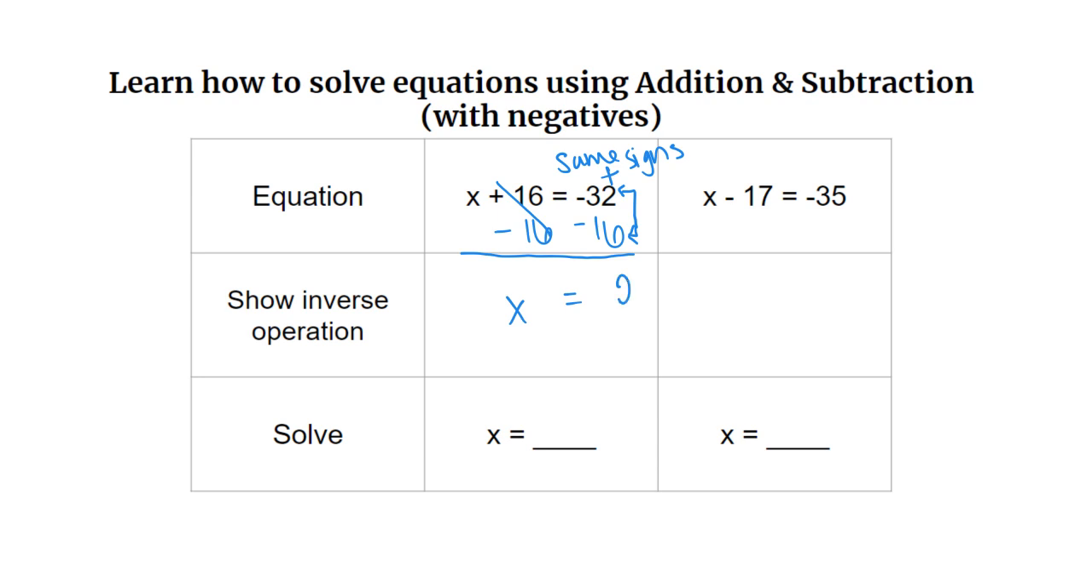2 plus 6 is 8. 3 plus 1 is 4. So my answer, I'm actually going to get x is equal to negative 48. So we do have to be careful here. So if we're looking for same signs, we will add.